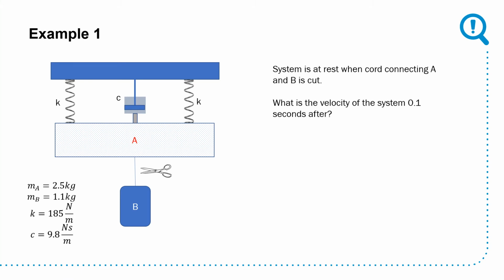I have two springs and a damper. The damper is acting to slow things down, attached to mass A. Below mass A is mass B, which is attached by a string. And as you can see by the clever scissors, I'm going to cut it, and that will remove it from the problem. The system is at rest when the cord connecting A and B is cut. What is the velocity of the system 0.1 seconds afterwards?